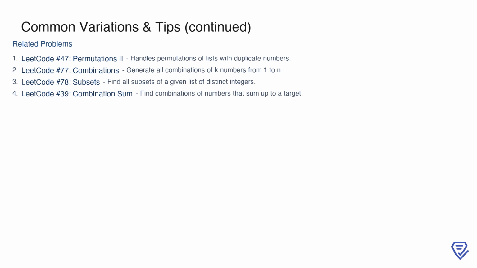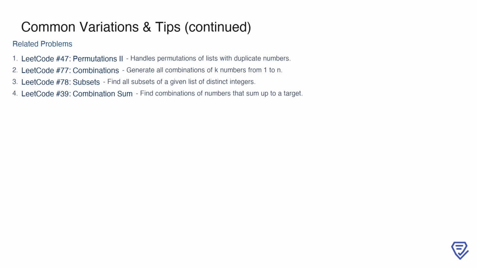For instance, LeetCode number 47, Permutations 2, is a direct extension of this problem, but it handles cases where the input contains duplicate numbers. Next, there's LeetCode number 77, Combinations, which involves generating all combinations of k numbers from a given range. LeetCode number 78, Subsets, asks you to find all subsets of a given list of distinct integers, and it's another problem with similar recursive patterns. Finally, LeetCode number 39, Combination Sum, challenges you to find combinations of numbers that sum to a specific target. All of these problems are great practice for mastering recursion and backtracking techniques, as they explore variations of the same foundational concepts.